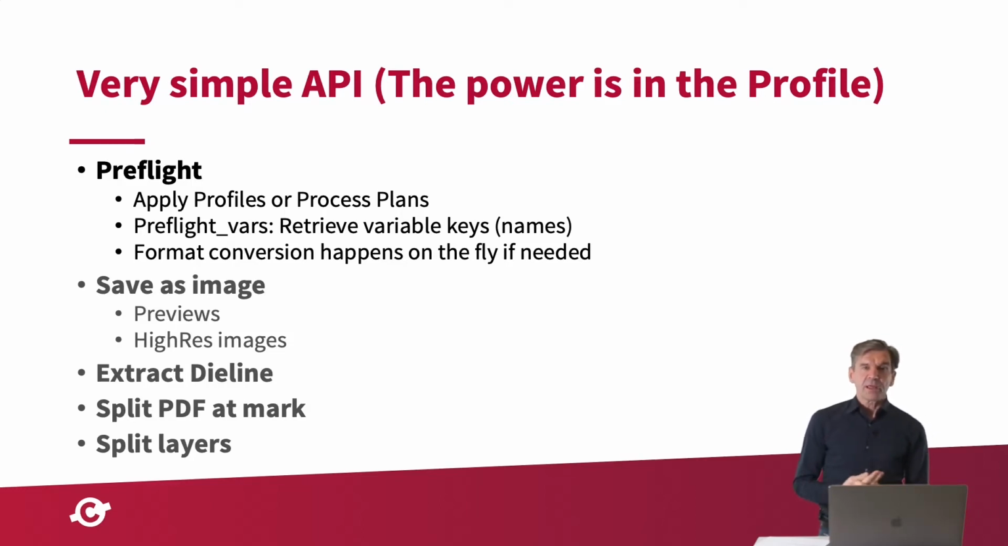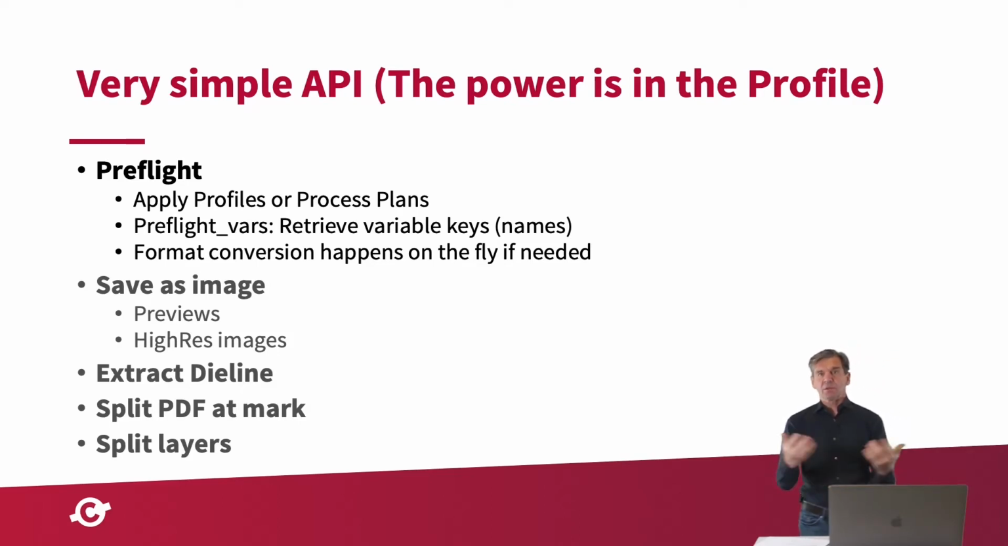There are 4 more APIs: save as image, extract die line, split PDF at mark, and split layers. Save as image is there because, on the internet, we assume many users will just use the engine to create previews or high-res images, so it makes sense to have a dedicated API for that. The other ones are there more for internal reasons, because these are the 3 APIs, the 3 commands, modes, actions, whatsoever, that aren't available in the process plan yet, just for architectural reasons. We are working on overcoming that limitation, but they are still available here in the API.